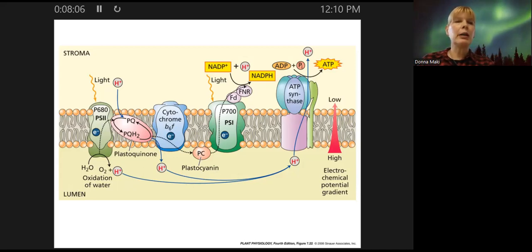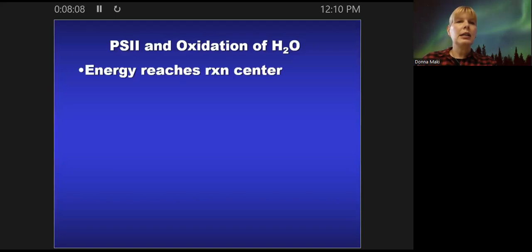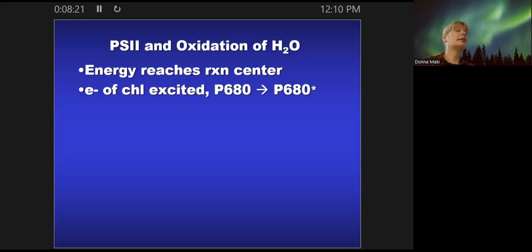All right, so let's think about it from photosystem 2. So imagine the antenna systems capturing that light energy using inductive resonance, funneling it to the reaction center, photosystem 2. Then a chlorophyll pigment in photosystem 2 is going to get excited by that light energy. And the way we denote that in written form is we say P680, that's the chlorophyll in the reaction center. And P stands for pigment.